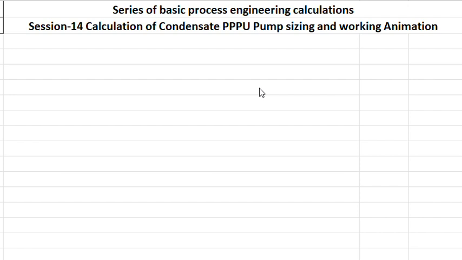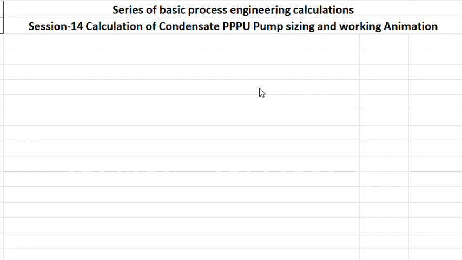In this series of basic process engineering calculations, in this session number 14, we will see how to calculate the condensate pump, or we call it the PPPU pump, or pressure powered pump packaged unit, PPPU, sizing and its working animation.